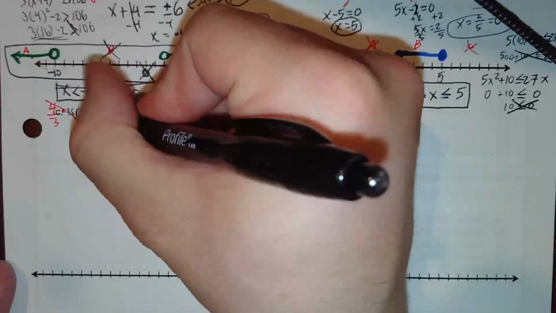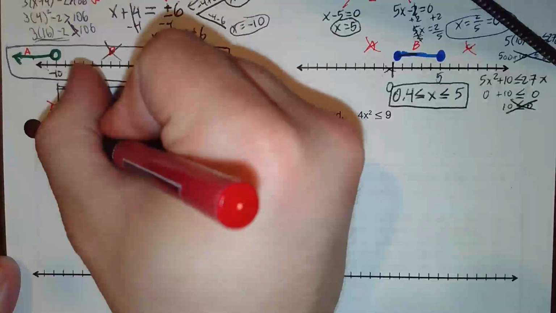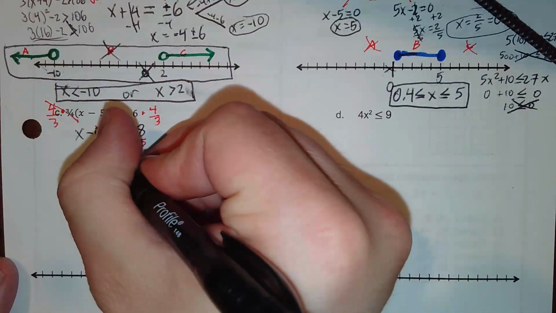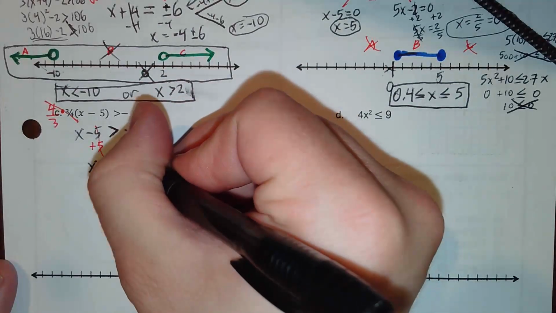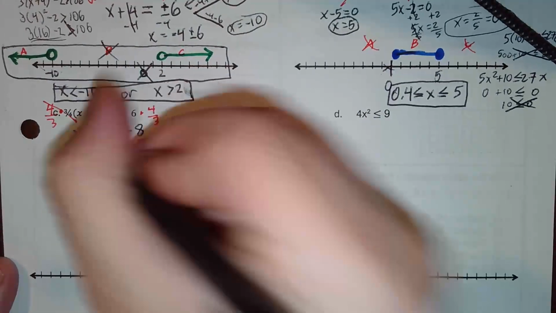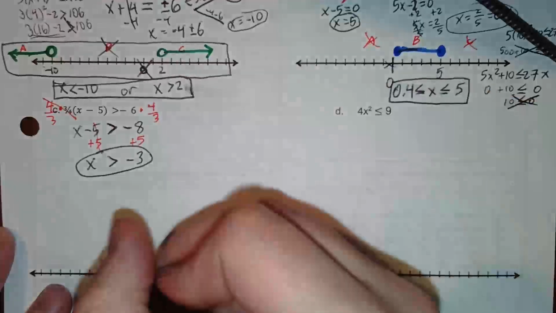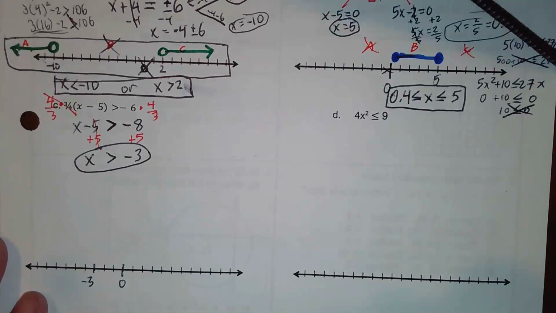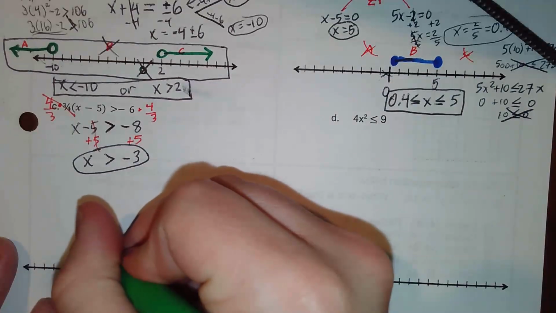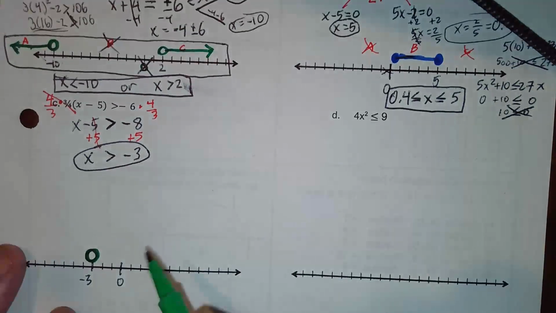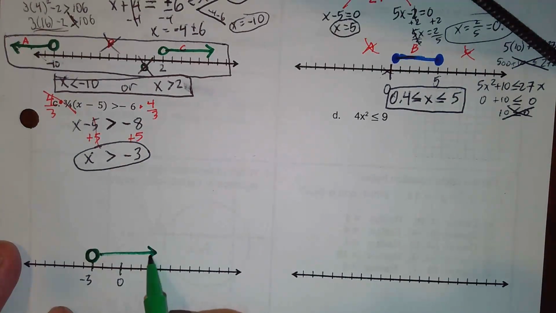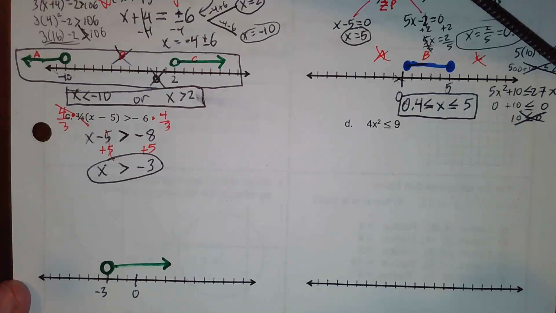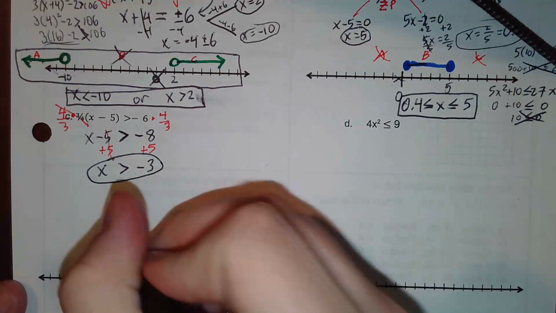Now at this point, I'm very confident that we can just go ahead and add 5 and get our solution set. So we have x is greater than negative 3. So graphing that, we can put 0 here. We can put negative 3 right about there. We're going to use an open circle since it's greater than, and we're going to face it to the right since it's greater than. It's greater than negative 3, so that would be our solution. X is greater than negative 3.